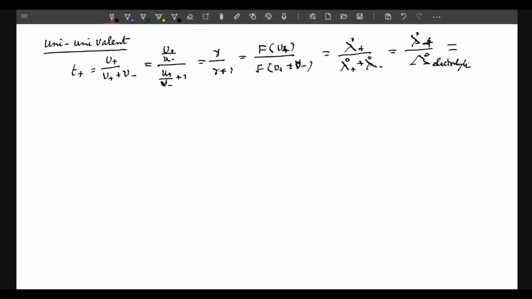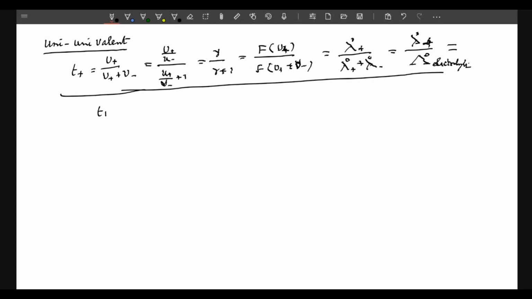There is one more relationship that can be filled in after seeing the determination of t plus by Hittorf's method. How to find out this one? After seeing this, we will fill up that gap. Therefore, whichever is asked, we have to make use of the relevant relationship. Among these, I have not mentioned anything else. And there is a separate one.